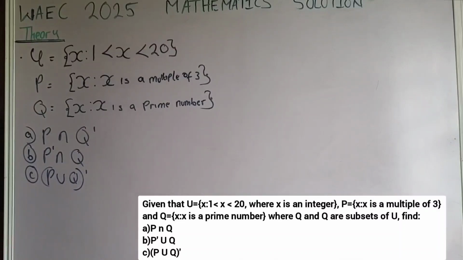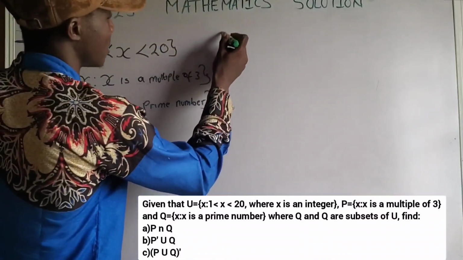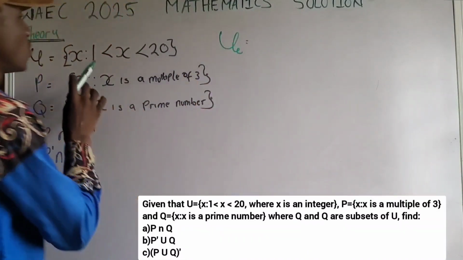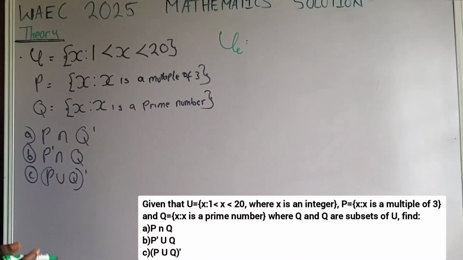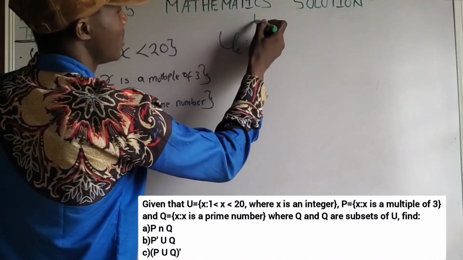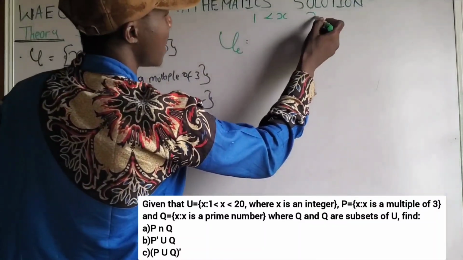Now please pay attention. Before you can solve any of these questions, you first have to write out the elements in the universal set, the elements in the set P, and the elements in the set Q. Do you understand? Let's start with the elements in the universal set. You must know how to interpret what you have in this bracket. 1 is less than x means that x is greater than 1.